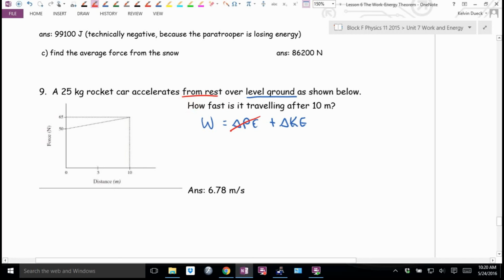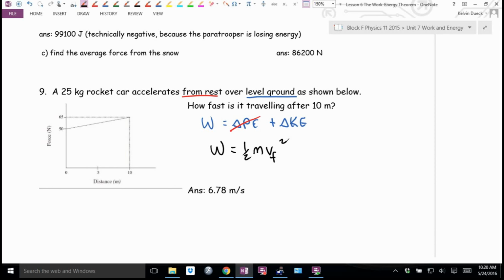Accelerates from rest. So what's your initial kinetic energy? So really I end up with this. Work equals a half m v final squared. You okay with that? How would I get the v by itself? Times by 2, divide by m, and then square root.